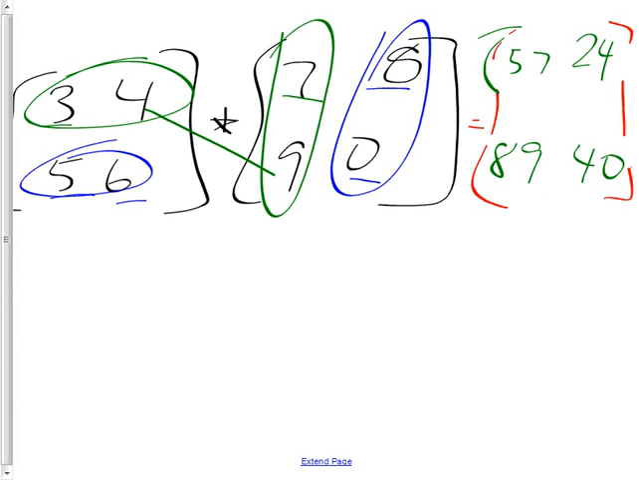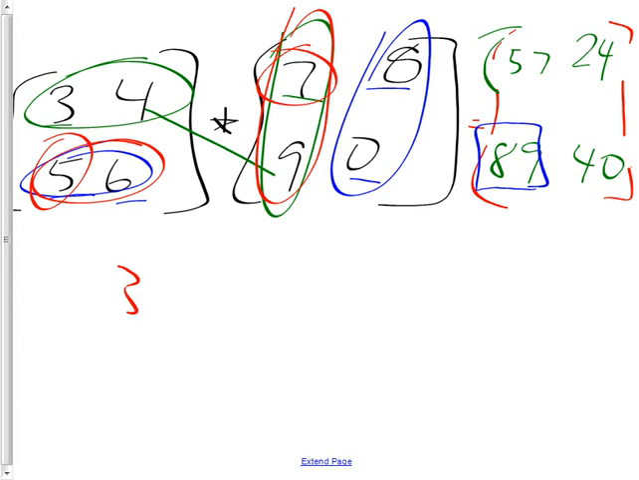How'd you get the 89? Okay, that one was row 2, column 1. So that one, I'll use the red. Row 2, column 1. Look at the two red ones I took. Hold on. What's 5 times 7? 35. What's 9 times 6? 54. Add them together. You get your 89. Okay?